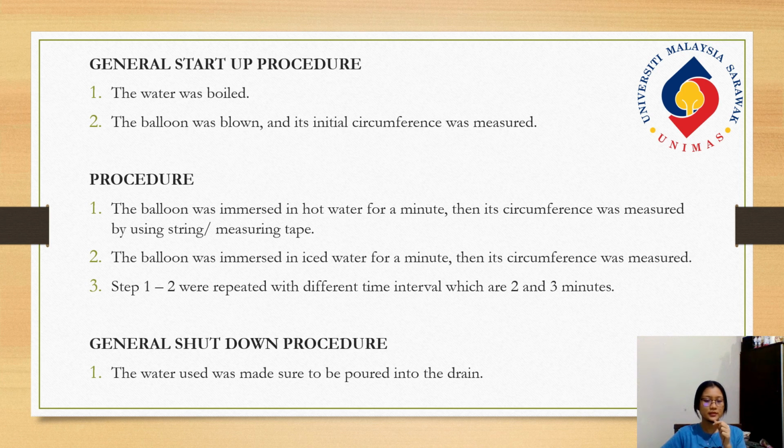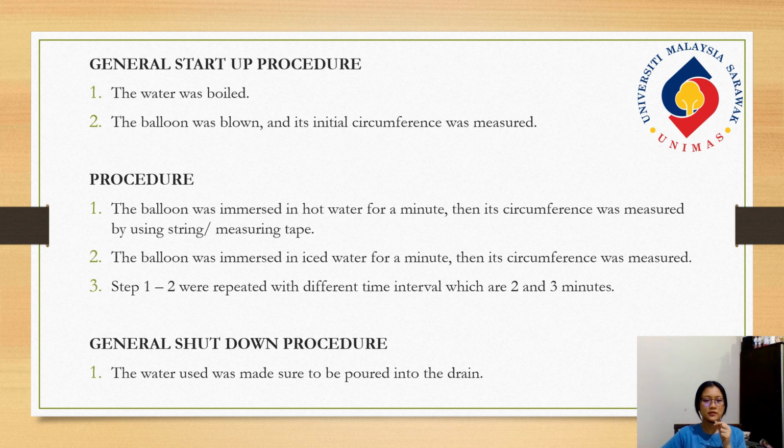As for the general startup procedure, in the first step, the water was boiled. In the second step, the balloon was blown and its initial circumference was measured. As for the experimental procedure, in the first step, the balloon was immersed in hot water for a minute, then its circumference was measured using string or measuring tape. In the second step, the balloon was immersed in iced water for a minute, then its circumference was measured. For the third step, steps 1 and 2 were repeated with different time intervals, which are 2 and 3 minutes.